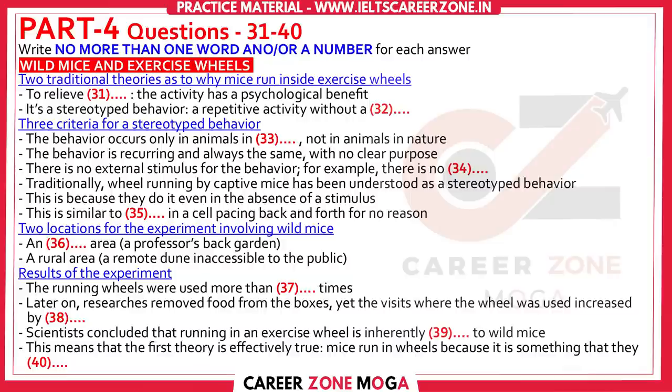This research has proven that wheel running is not a stereotyped behaviour, as it was observed in wild mice. Effectively, this means that we are left with the first theory of why mice run in wheels. There is a fundamental benefit or goal to the activity, that is, the activity is psychologically rewarding. What's the reward to mice in running in a wheel? The answer is simple. They run because they enjoy it.